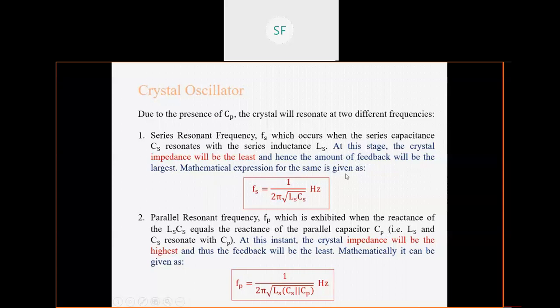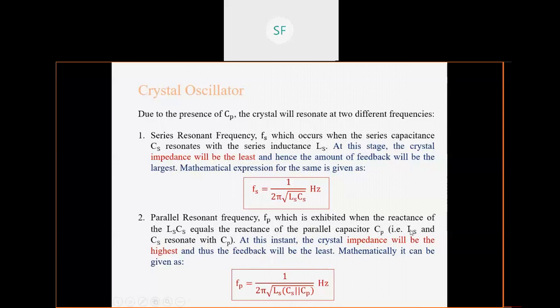A mathematical expression for the same is given by this formula. Using this formula you can calculate the series resonant frequency. Now there is one more frequency, that is the parallel resonant frequency, denoted by F suffix P. Fp is exhibited when the reactance of the LsCs equals the reactance of the parallel capacitance Cp.